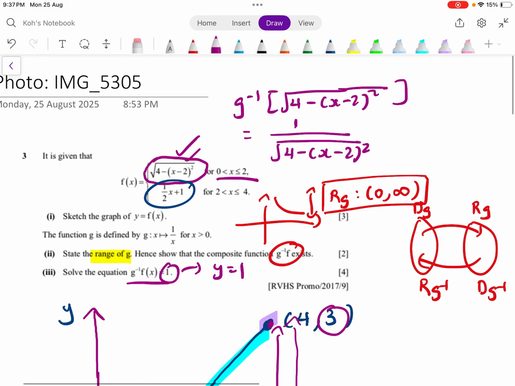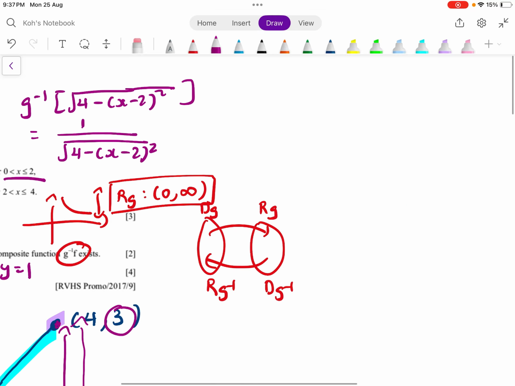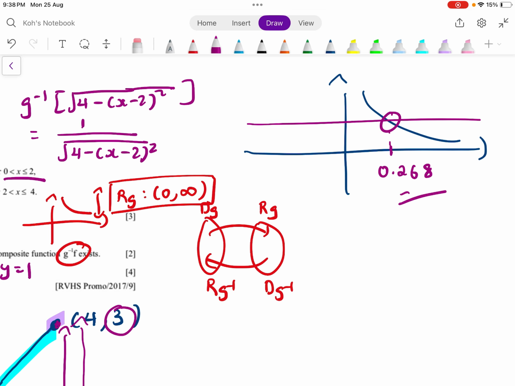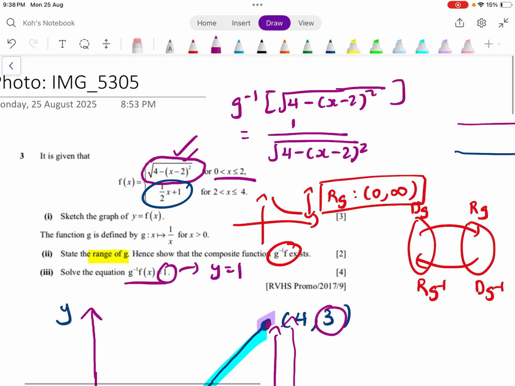Then after that, because they say solve the equation without any exact value, I simply use my GC. So I plot the composite function G inverse F, and I will get something as such. Then after that, I simply sketch another graph y equal to 1. So at this point, apparently the intersection will be at 0.268. Yeah, so that is how we actually solve this question.